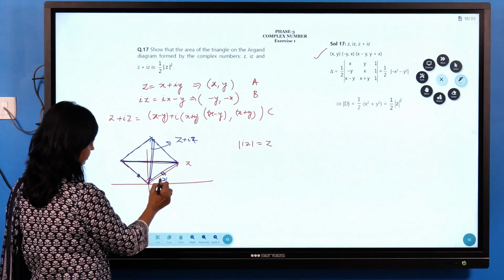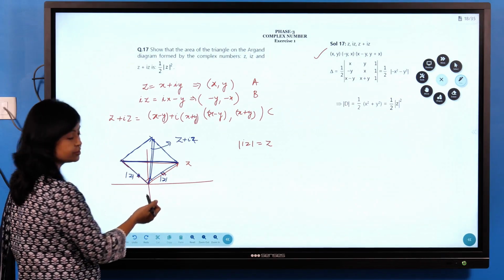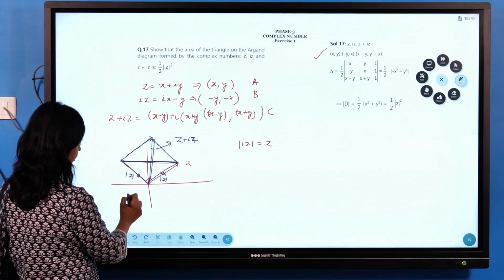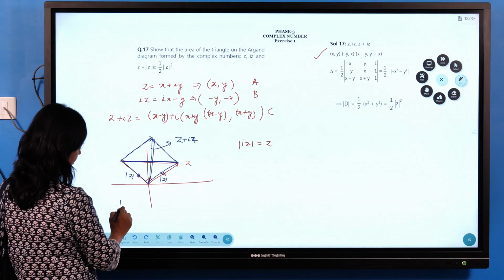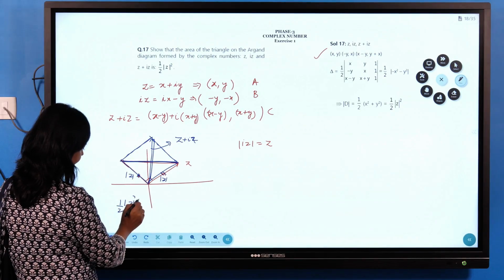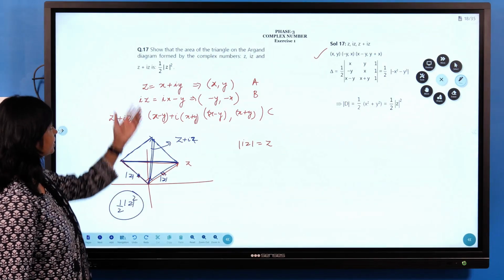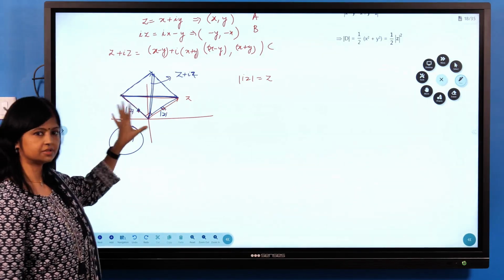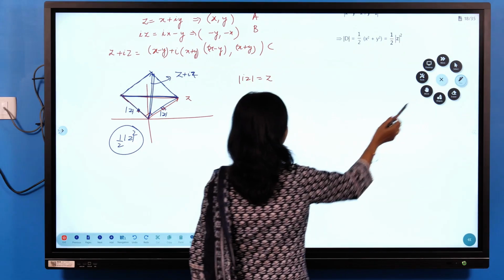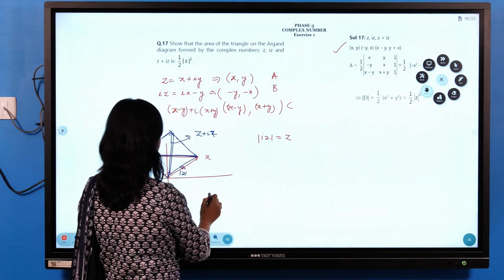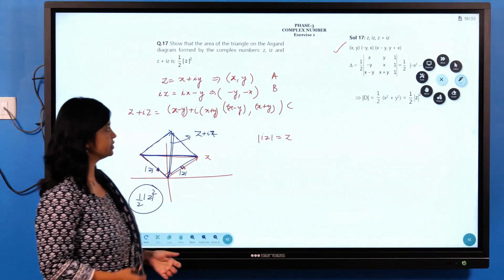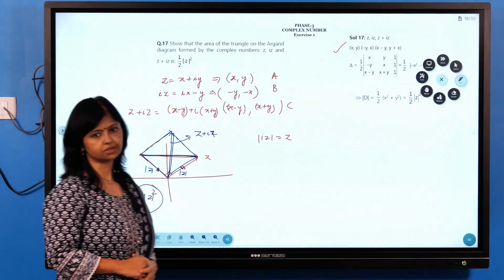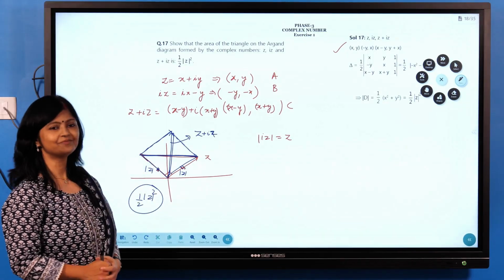And this is z and this is also z. So it's a right angle isosceles triangle, with area half mod z square. So by geometry also it is very easy, I think much easier than any other calculation. So we should know either concept, either approach. Wherever it is easier, we can use it. Thank you.